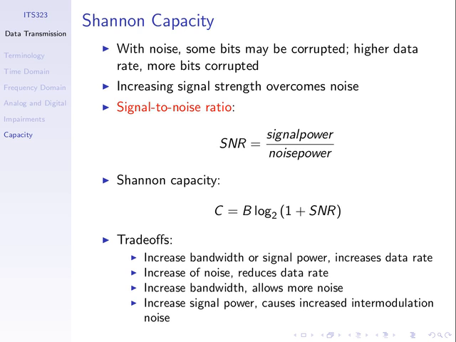Also, increasing the signal power can cause more interference, which causes more noise, either intermodulation noise within the signal or against other signals. So it's not as easy as just increase the signal power or just decrease the noise or just increase the bandwidth. There's a trade-off that needs to be considered by the designers of the signals and communication links.